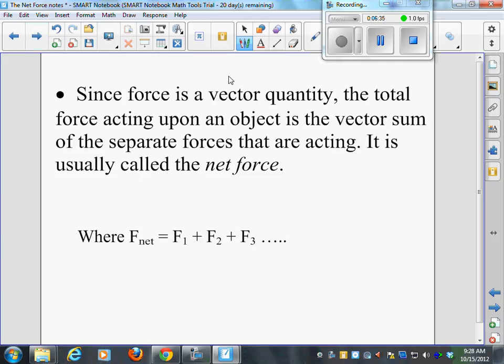How do we calculate net force? Remember, forces are vector quantities. The total force acting upon an object is the vector sum of the separate forces that are acting, and is usually called the net force. So F net is simply F1 plus F2 plus F3 and so on. Is that a formula you need to know? No, it just means add up all the forces, right? That's all it means. Okay, so here's an example.